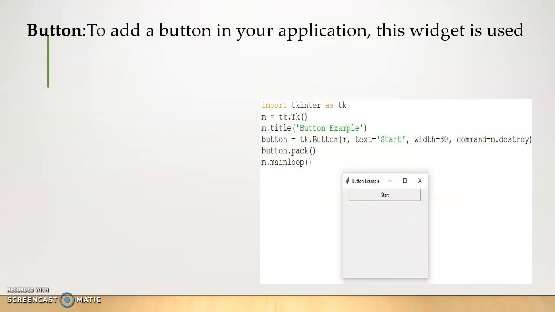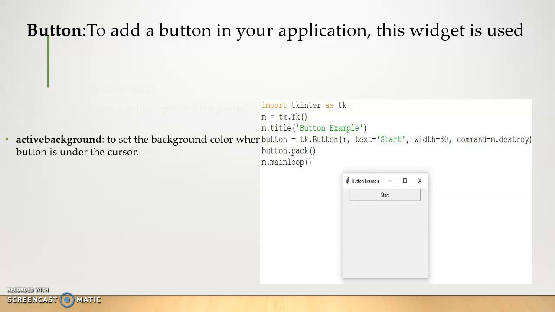Now the first widget we are going to learn is to add a button in your application. There you can see the syntax of the button method. w = Button(master, option=value). So you need to keep this master always. Master is the parameter which is used to represent the parent window. By master you are representing the parent window.